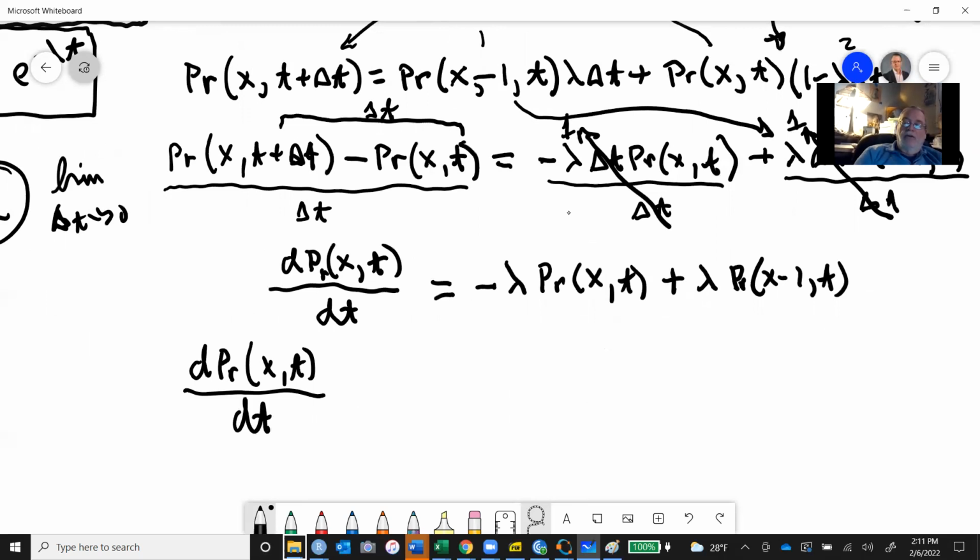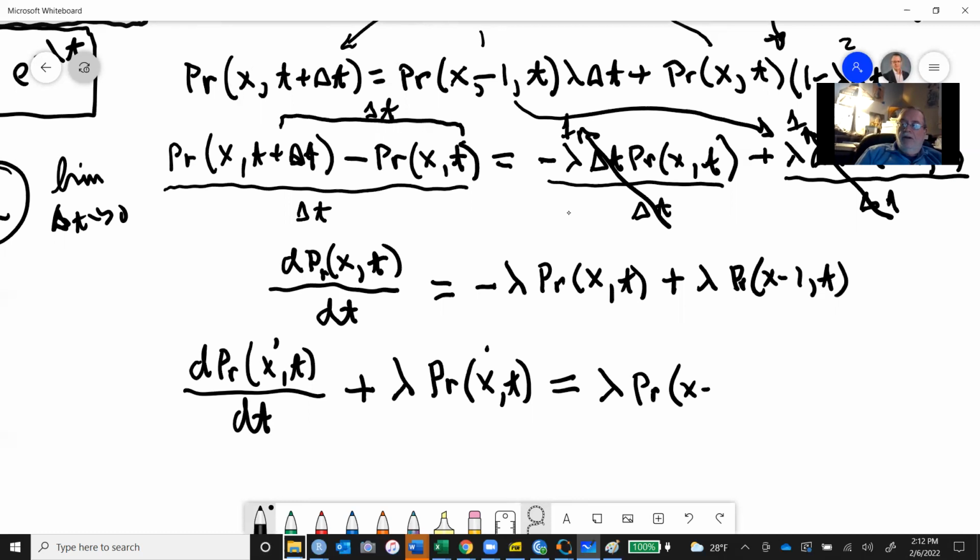There's the differential plus lambda in exactly the same function. This function and this function are the same. Okay, a first order ordinary differential equation, non-homogeneous, lambda P of x minus 1, t. So we're going to solve this equation.